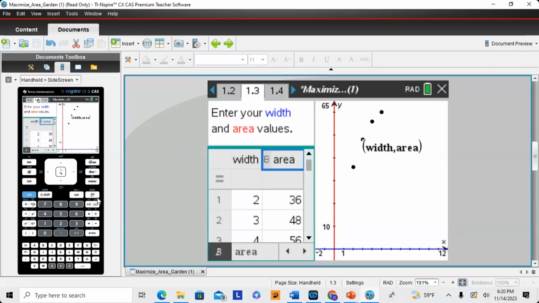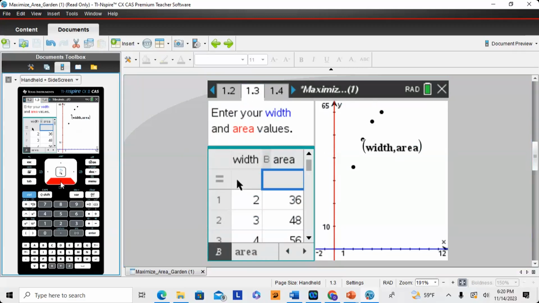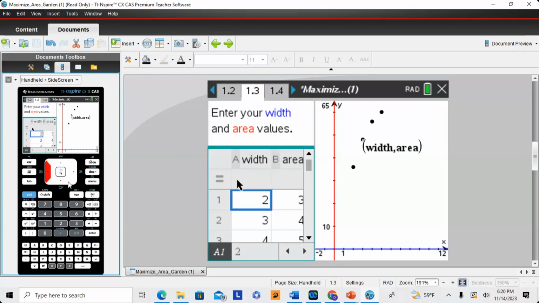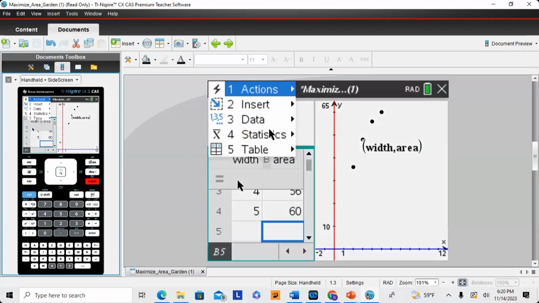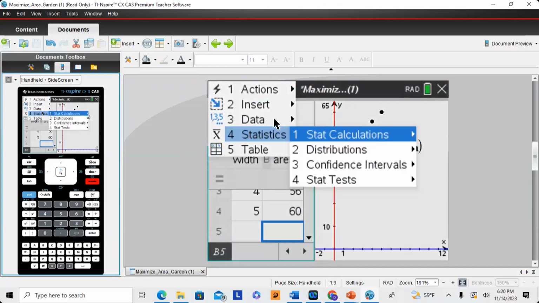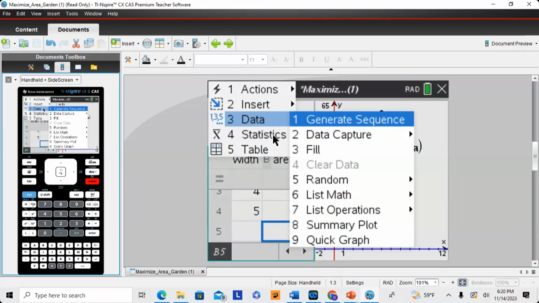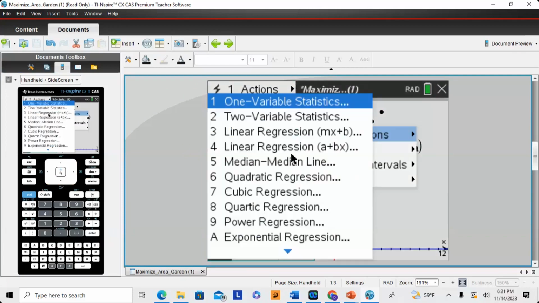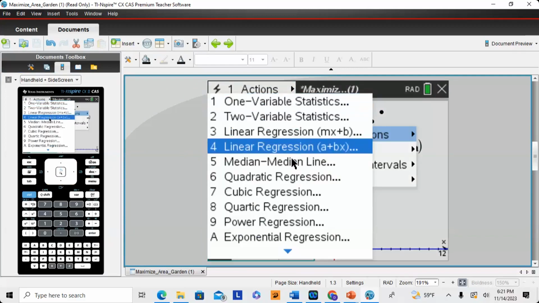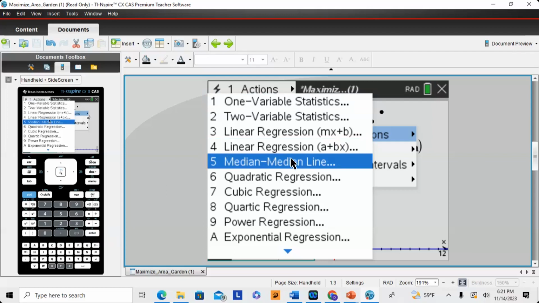So what you want to do is go arrow down until you're in cell 1C or something. Just keep going down to the right. Keep going to the right. That's probably good. Now go to menu, and it's not giving me statistics. So option 4, statistics. Oh, there it is. Stat calculations. And then we can do quadratic regression.